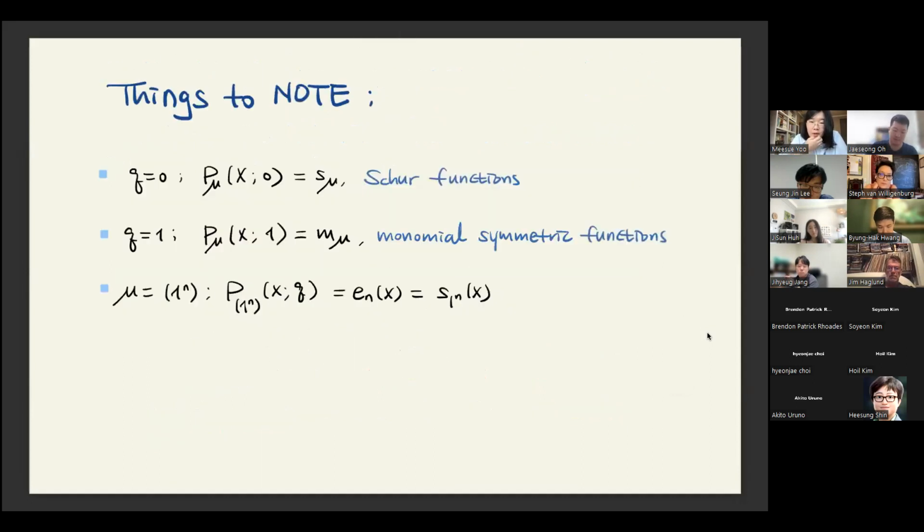And when q equals 0, then you get the Schur function. And when q equals 1, they become the monomial symmetric functions. And when the indexing partition is just one column, then the Hall-Littlewood becomes the elementary symmetric function of size n, which is the Schur function indexed by a one-column shape. So I'm just saying that the Hall-Littlewood polynomials are kind of q-analogs of all the known symmetric function bases.